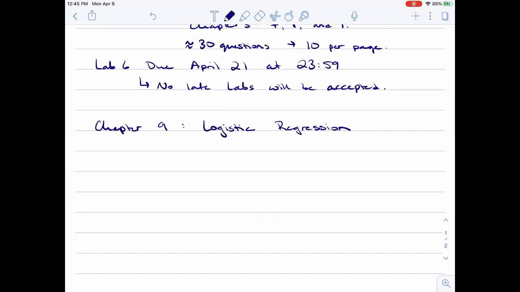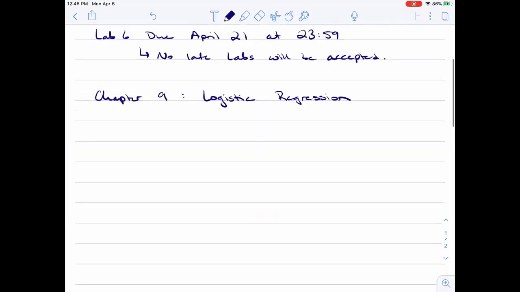So we'll talk about why we use it, and sort of how we use it. So section 9.1 is called choosing a logistic regression model.